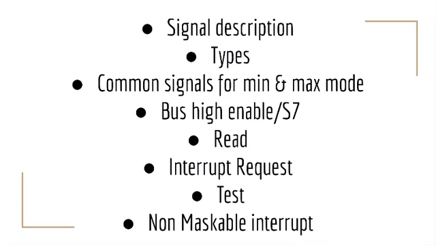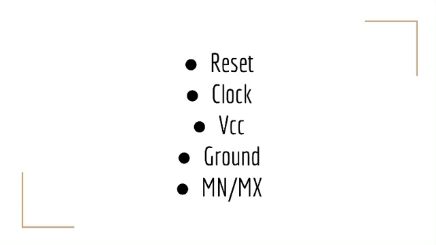Next we have the reset pin. This reset input causes the microprocessor to reset itself. When the 8086 resets, it restarts execution from a fixed memory location. The reset signal is active high and must be active for at least 4 clock cycles. Next we have the clock pin. This clock input signal provides the basic timing for processor and bus control operation.